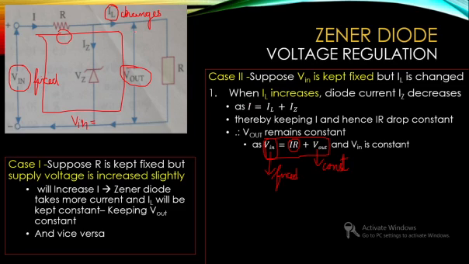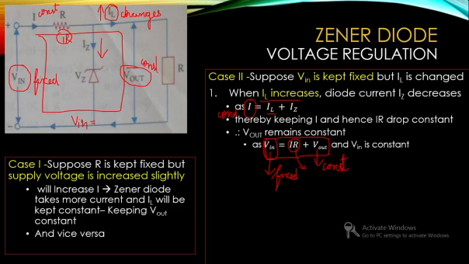Let us see. Let us consider, because IL is changing, IL increases. When IL increases, what will happen to the current equation? As IL increases, we need to make I constant, because IR has to be constant. So I has to be constant. How does it become constant? When IL, the load current, increases, the Zener current has to decrease accordingly, so that I can be constant. So as IL increases, IZ has to decrease, so that I is kept constant, or IR is constant. If IR is constant, it will ensure that V out is constant.